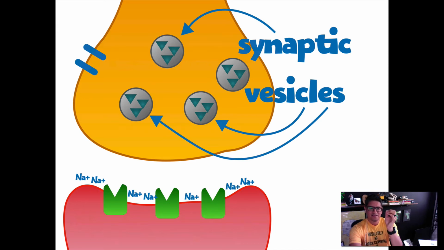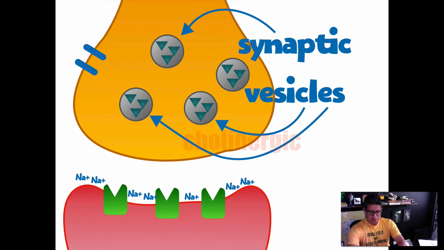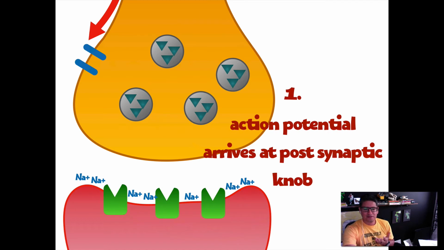In this case, this is acetylcholine. Neurons that have the neurotransmitter acetylcholine are called cholinergic synapses, because they employ acetylcholine. As we continue on, on the postsynaptic neuron we have what's called the gated channels, and you remember those from the previous video. These gated channels, when activated, open up and allow sodium to go through. Now that we have all the players mentioned, let's talk about the actual process of transmitting the signal.